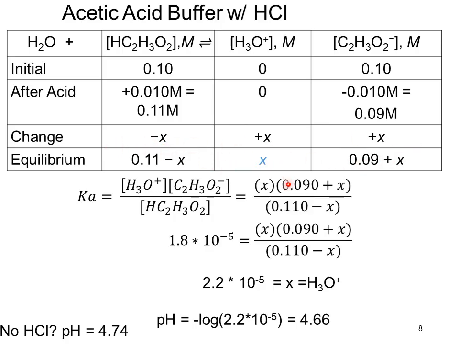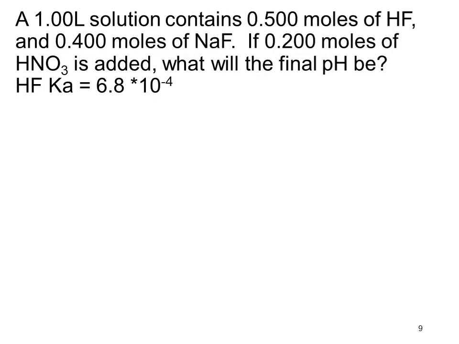So we're going to put this in. I solved for x by making the assumption that the minus x and plus x were basically 0. Solve for x, we get 2.2 times 10 to the negative fifth. If we say that is also our H3O plus, and then we take the pH, we've got a new pH of 4.66. Again, originally our pH was 4.74. So we have taken a strong H3O plus concentration, 0.01 molar, which would normally have a pH of 2. And we only moved slightly more acidic by about 0.1 pH.